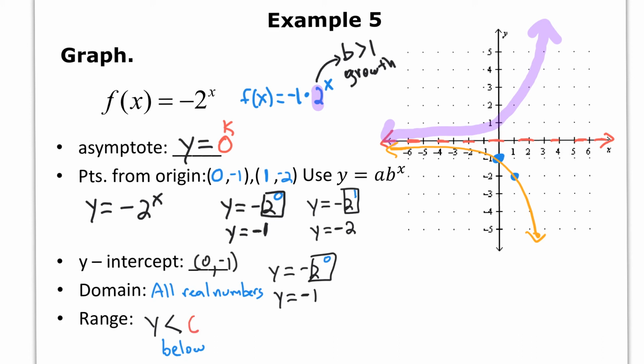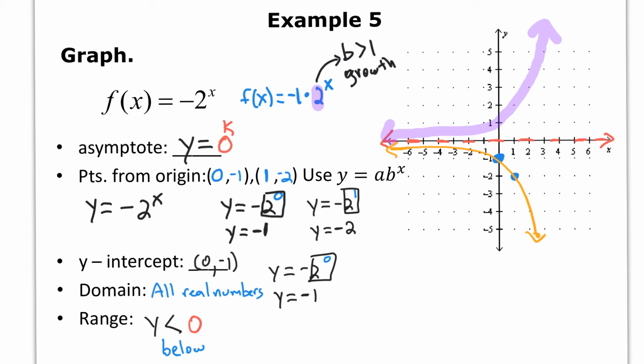So I'm going to put 0 right there. So my range is y is less than 0. Let me explain what it means. Since the graph is below, every y value of the graph will be negative. Notice it's below the 0, the asymptote. So it's going to be -1, -2, -2.5, -3.9, -4.5, and all the way to -infinity. So that's what the range means. Because it's below the asymptote, it's less than 0.